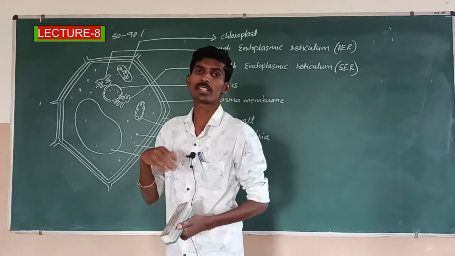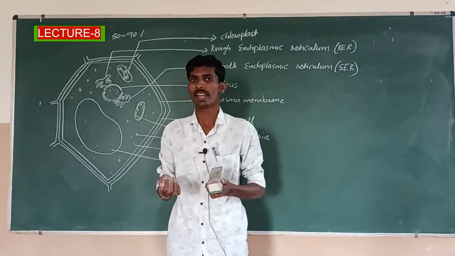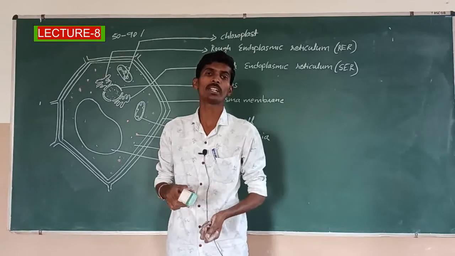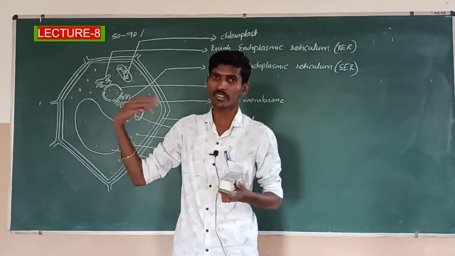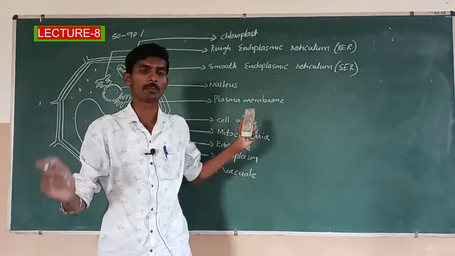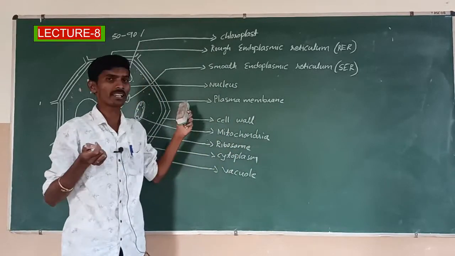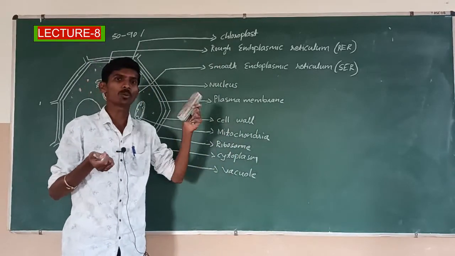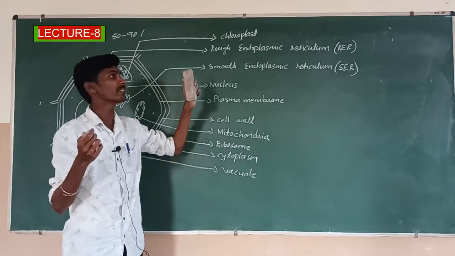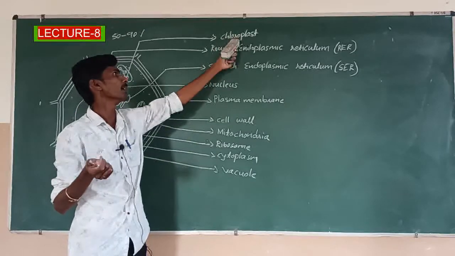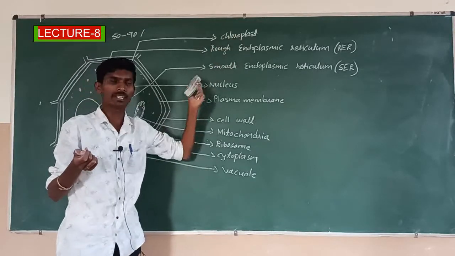Autotrophs means they prepare their own food, and heterotrophs means for food and shelter they depend on other animals. All plants are autotrophs, preparing their own food with the help of sunlight. In the presence of sunlight, the chloroplast prepares their own food.